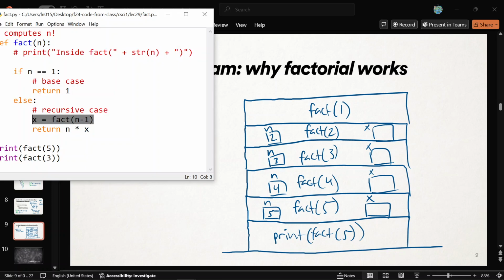Okay, so now fact of 2, 3, 4, and 5, all those guys, they're waiting on that line, aren't they, for the person above them, for the smaller factorial to complete. Okay, all of this code is running at once. They're all paused. The thing on top is the thing that's really running, but everybody else is waiting for the person above them to complete.